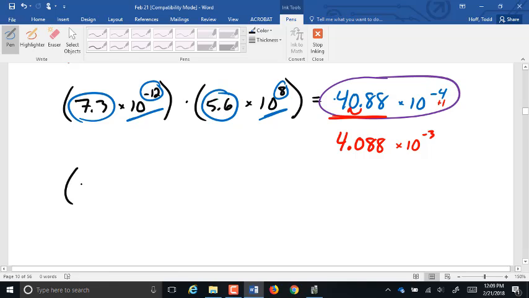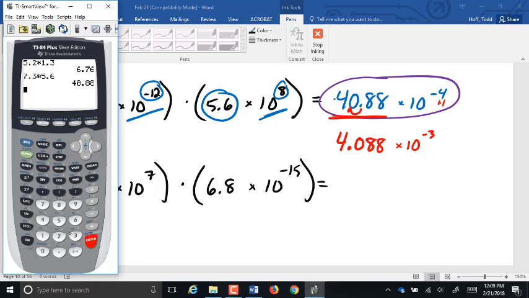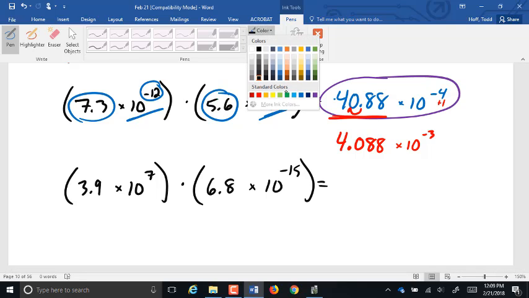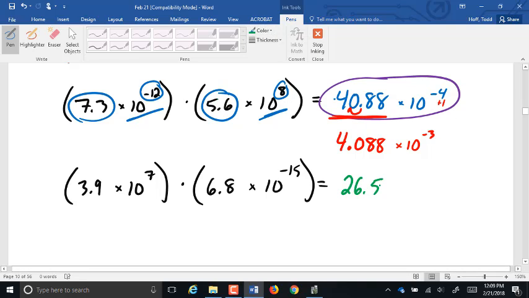We might have 3.9 times 10 to the 7th times 6.8 times 10 to the negative 15th. So again, we're going to multiply our counts. 3.9 times 6.8, we get 26.52. For our powers of 10, we combine our names. 10 to the 7th times 10 to the negative 15th. 7 plus negative 15 is negative 8.